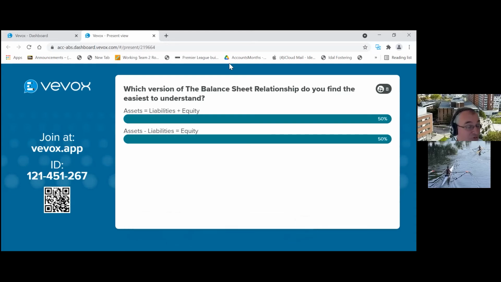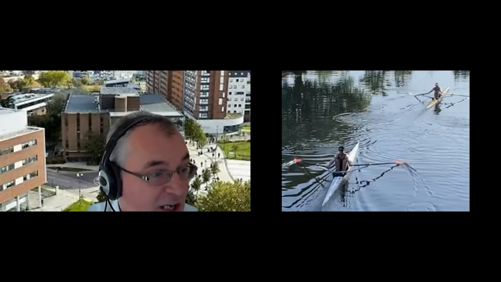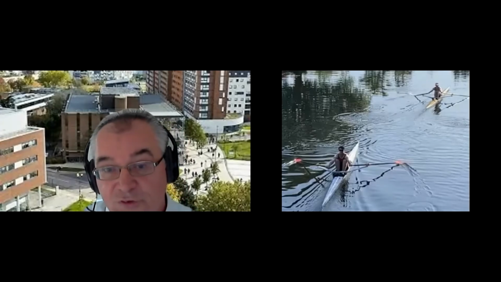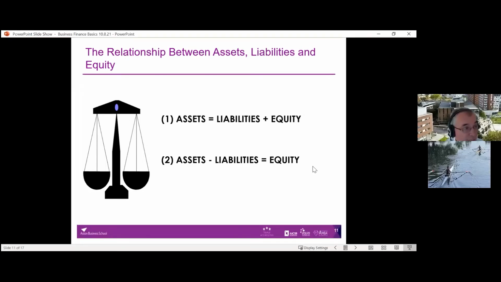We'll be back with VVox soon, no doubt. But what I'm going to do now is take us back to the slides. I have to flick between systems. So here we are. That is an overview of the balance sheet or statement of financial position. And really the key to understanding that information is understanding the fundamental relationship between the 3 items, either presented in the German way or in the way that we use in the UK.